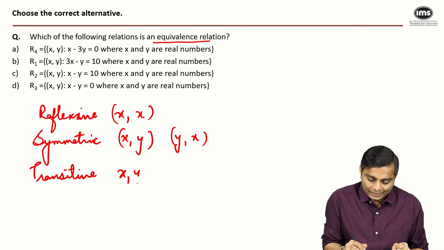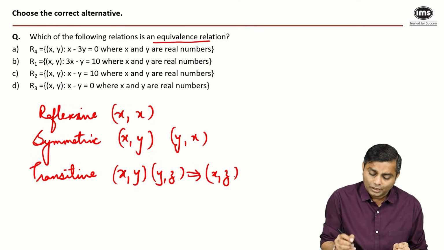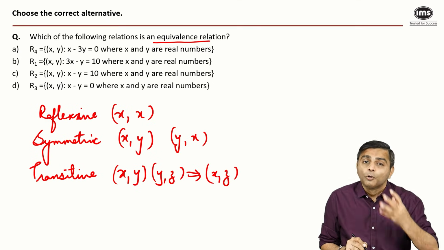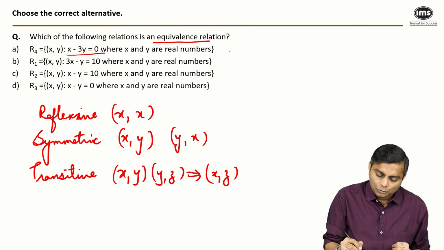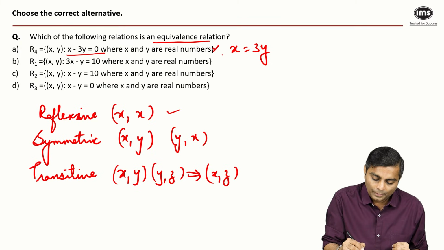Transitive, if there is an element X comma Y and there is an element Y comma Z, then there should be an element X comma Z. If all the 3 are satisfied, then the relation is an equivalence relation. If you look at the options, they are very, very simple. X minus 3y is equal to 0, X is equal to 3y. X is equal to 3y will not satisfy reflexive itself, so this is out.